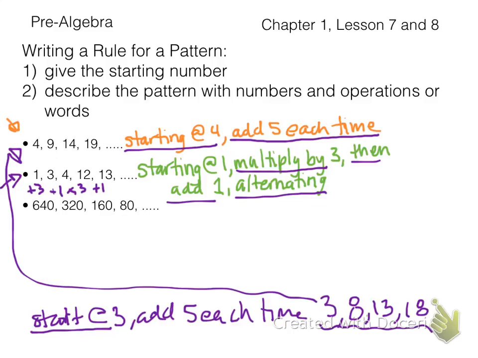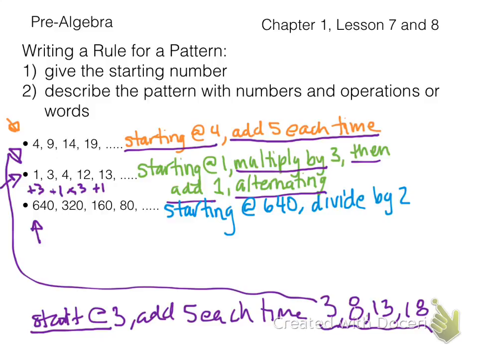All right, next up we are starting with 640, and then we go down to 320, 160, 80. Well, I can either subtract 320 and then subtract 160 and then subtract 80, but that pattern's not very consistent. You're not going to help anybody out because it's a lot of directions. But there is something else going on here. If you notice, 320 is half of 640, and 160 is half of 320, and 80 is half of 160. Well, how do you represent a half? Well, guess what? You can divide by 2.